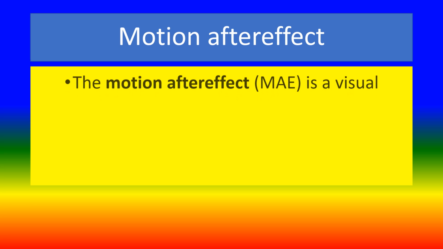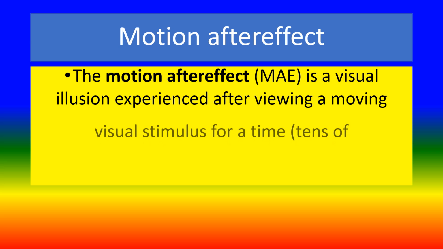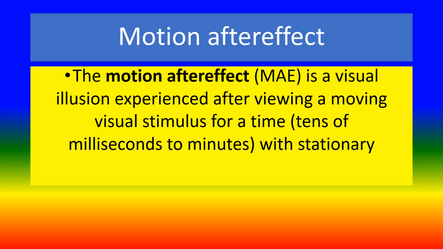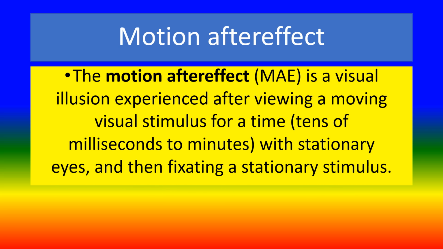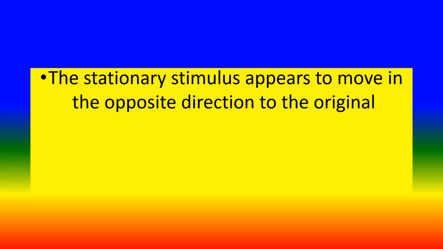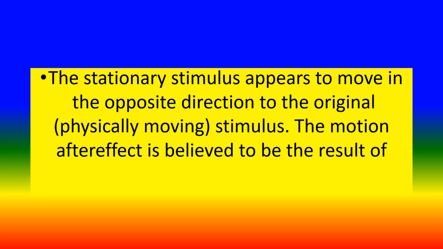Motion aftereffect. The motion aftereffect is a visual illusion experienced after viewing a moving visual stimulus for a time with stationary eyes and then fixating on a stationary stimulus. The stationary stimulus appears to move in the opposite direction to the original stimulus. The motion aftereffect is believed to be the result of motion adaptation.